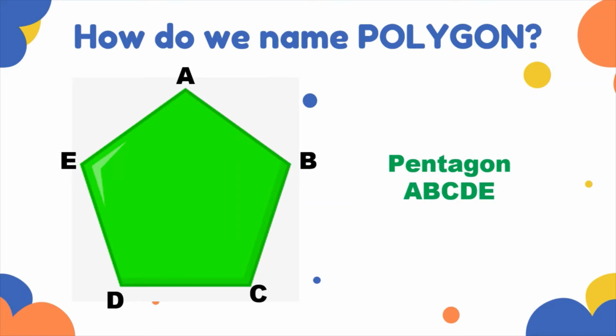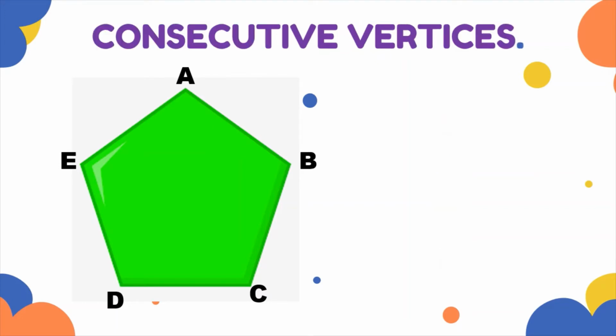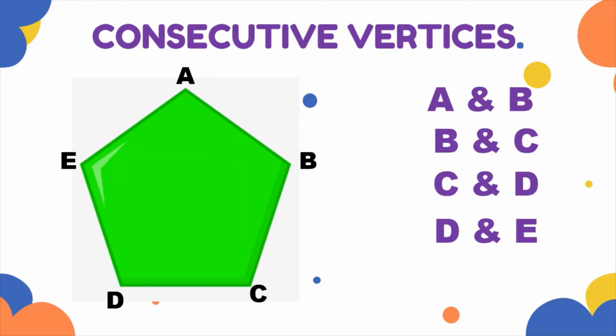That will be the name of polygon. Then identify the vertices. Since pentagon yan, we have 5 vertices. Vertices meaning the vertex. Okay, so we have 5 vertex. Kaya vertices na siya. So point A, point B, point C, point D, and point E. Okay, consecutive vertices. Kapag sinabi consecutive, magkasunod. Okay? So A and B, B and C, C and D, D and E, E and A.